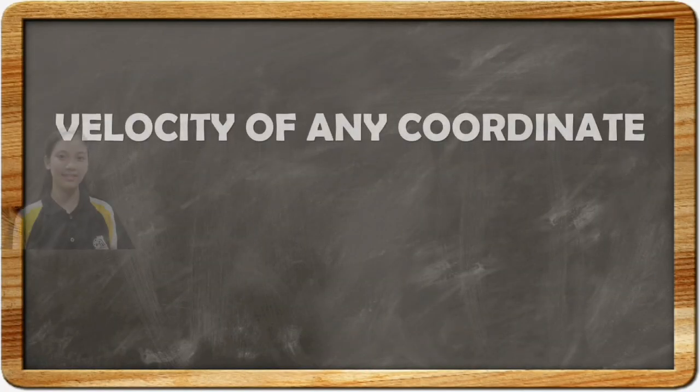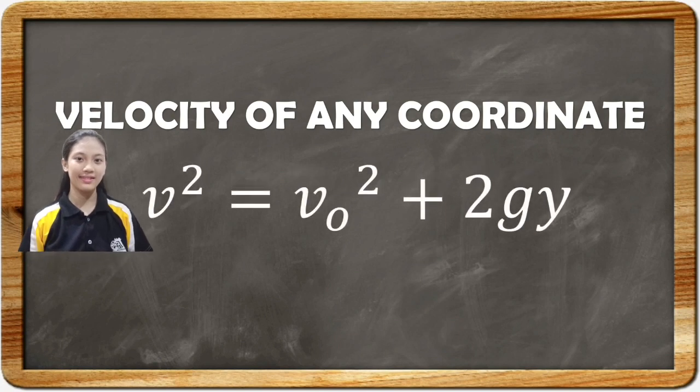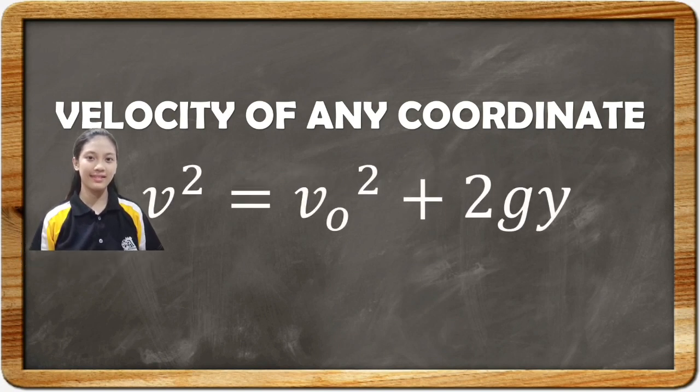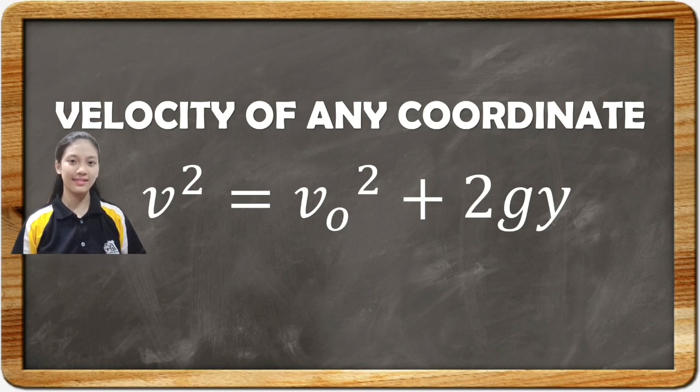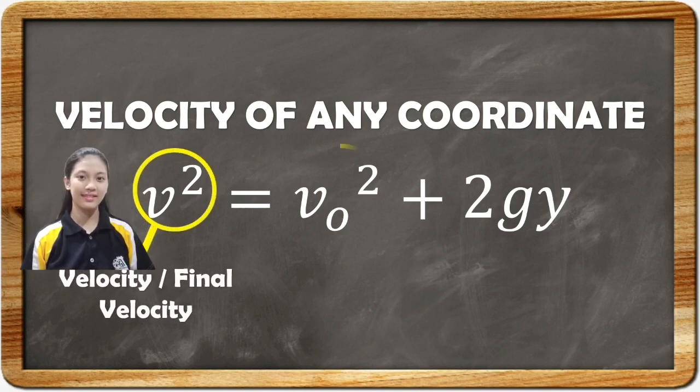For the velocity at any coordinate, we will use the formula v² = v₀² + 2gy, where v squared is equal to the initial velocity squared plus 2 multiplied by acceleration due to gravity multiplied by y.